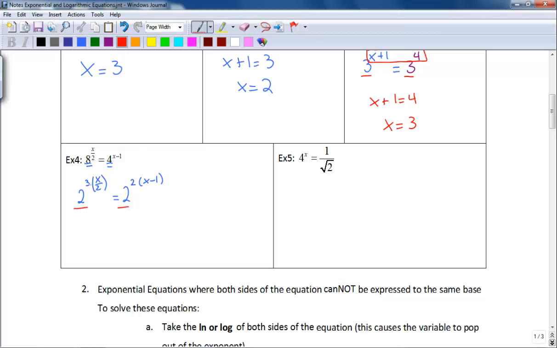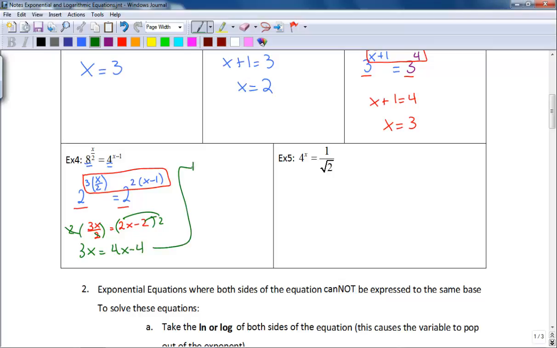Now I have the same base on both sides. I can set the exponents equal to each other and solve. So this is really 3x over 2 equals, distributing on the other side, 2x minus 2. Let's say that I don't like fractions. I can start off by just clearing the fraction in this problem, multiplying everything by 2. Here my 2's cancel, and I have 3x is equal to, distributing on the right, 4x minus 4. Solving for x, if I subtract 4x from both sides, I get negative x is equal to negative 4. Dividing both sides by a negative, x is equal to 4.